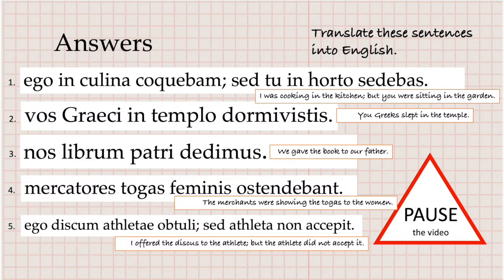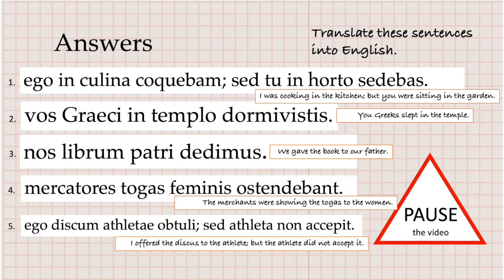Imus, we, perfect ending. The verb to give in Latin is irregular, so it's got this past tense dedimus. It's from that same verb, do, das, dat, damus, datis, dant in the present tense, to give. Okay, fourth one. The merchants were showing togas to the women. Ostendebant, third person plural in the imperfect tense. And lastly, ego discum athletae obtuli. I offered the discus to the athlete, but the athlete didn't accept it.